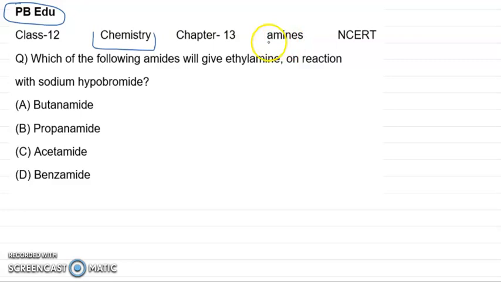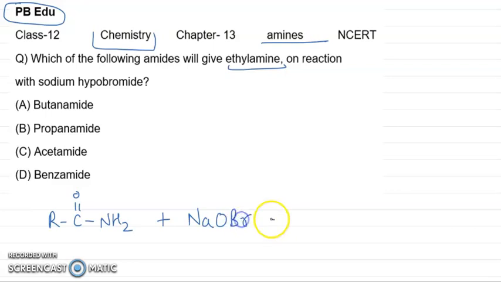Today we have a question of amines. The question is, which of the following amides will give ethylamine on reaction with sodium hypobromide? So, here we are given a lot of amides. The general formula of amides is RCONH2, and the other reactant or reagent is NaOBr. The product formed should be ethylamine. Ethyl means two carbon atoms, C2H5, and here would be NH2.